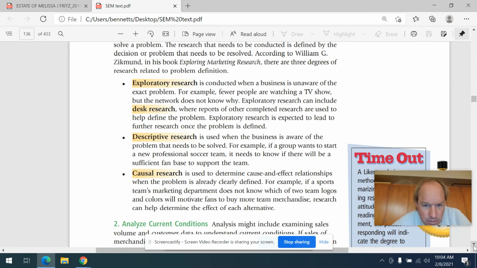Casual research is used to determine cause and effect relationships when the problem is already clearly defined. For example, if a sports team's marketing department does not know which of two team logos and colors will motivate fans to buy more team merchandise, research can help determine the effect of each alternative.